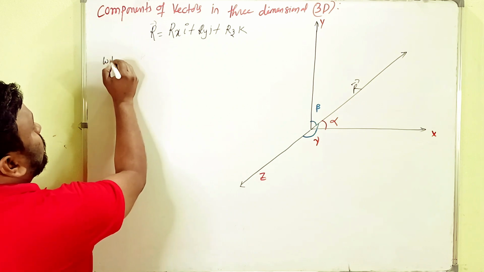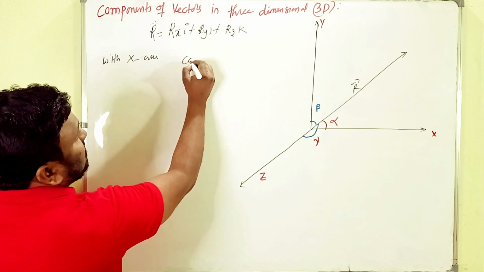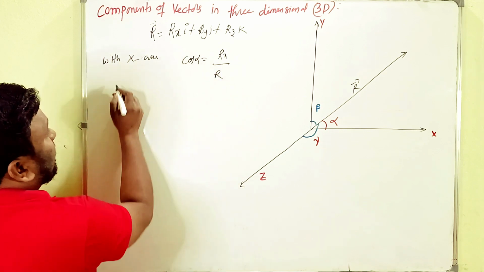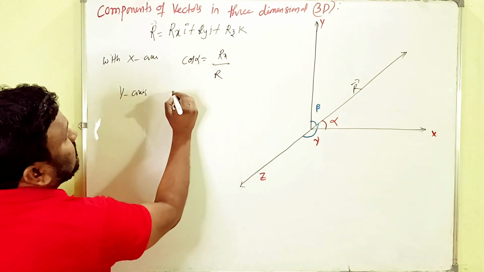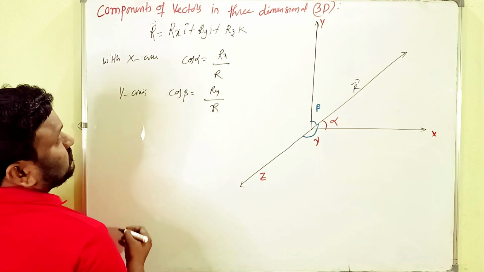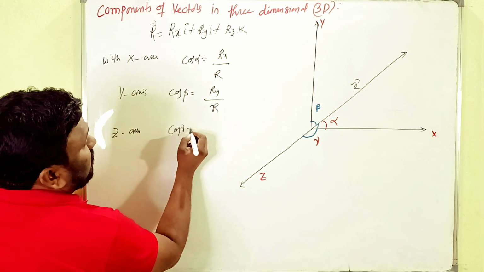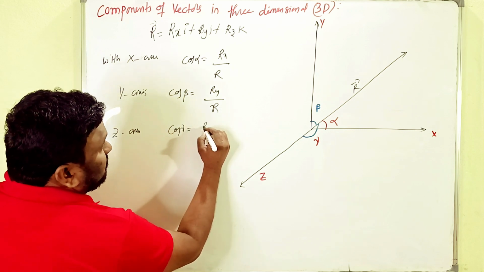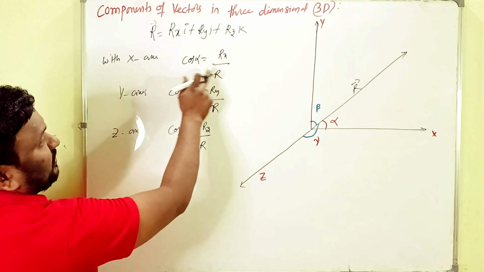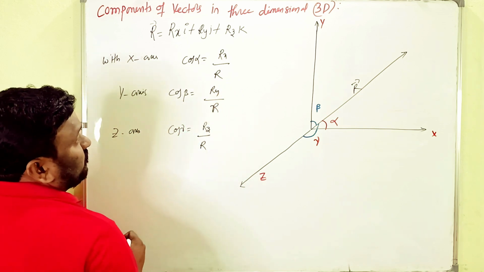With respect to the x-axis, we can write cos alpha is equal to Rx by R. With respect to the y-axis, cos beta is equal to Ry by R. And with respect to the z-axis, cos gamma is equal to Rz by R. So Rx is equal to R cos alpha, Ry is equal to R cos beta, Rz is equal to R cos gamma.